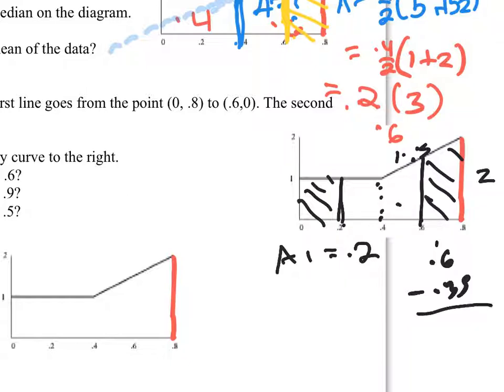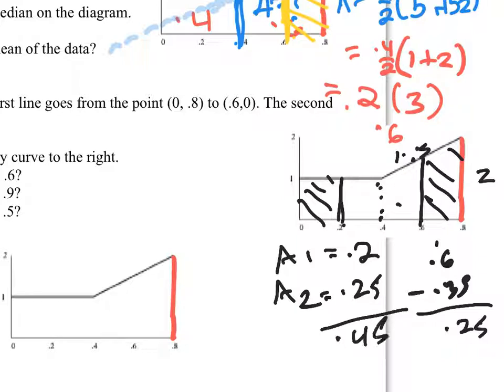She said the answer is 0.25. Wonderful. So area 2 is 0.25. Yeah, she saved me a lot of work. I was not going to be that smart. That's 0.45 if we're right. So the answer is 0.45.